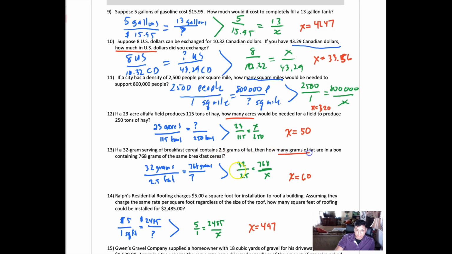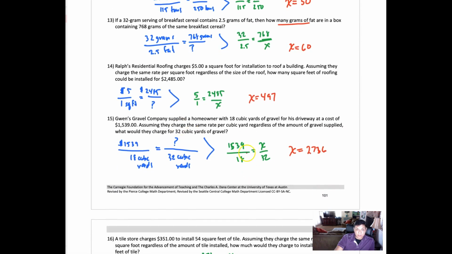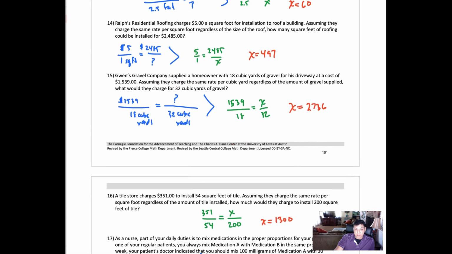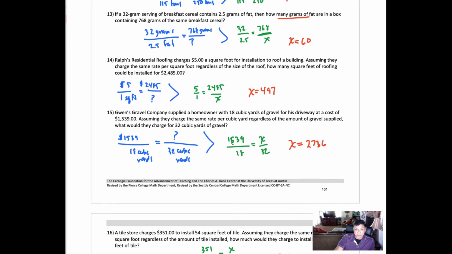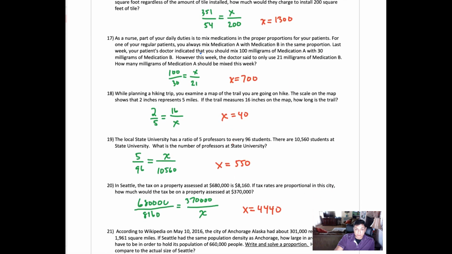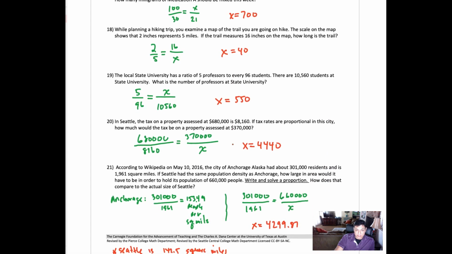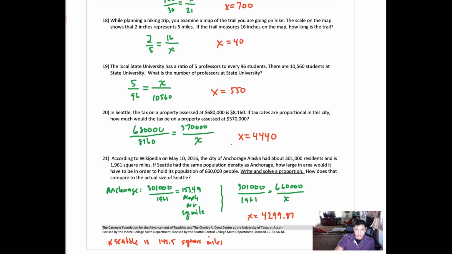How many grams of fat? That's why my question mark's on the bottom, because I had 32 grams for 2.5 grams of fat. And then you cross multiply to solve. Here are some more, so you can take a look at those. And then lastly, I'll go to the last page so you can see those solutions there. And then the last question here, you can then solve that one.